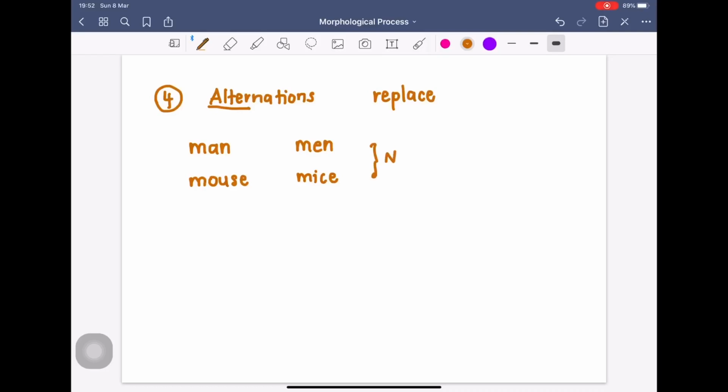I'll give you another example for the verb, like the word see. This is the present form. If you want to change from the present form into the past form, that's gonna be saw. Or like the word sing, the present form. If you replace the vowel i with the vowel a, then you can get the past form. So you can see that with alternations, we replace only one vowel, and then you get the new word like this. Don't forget this keyword.